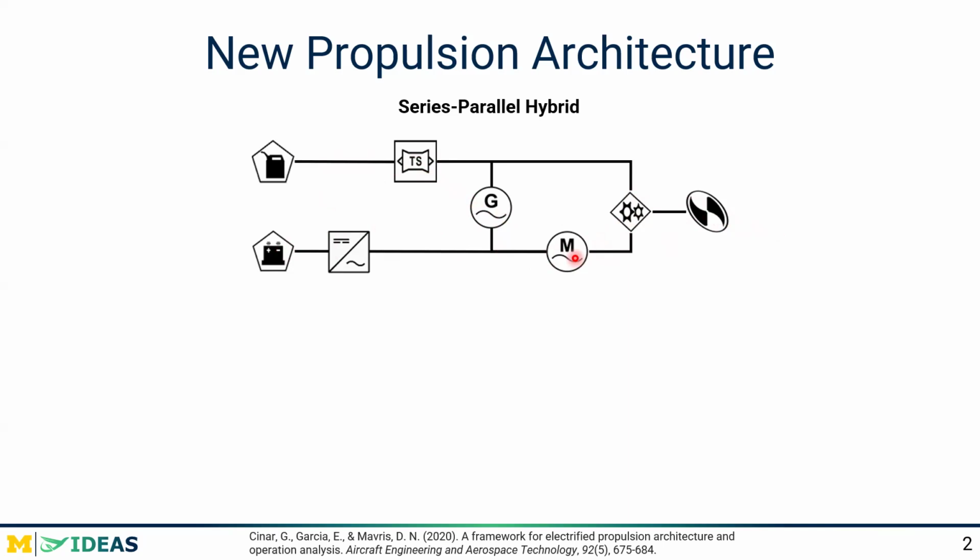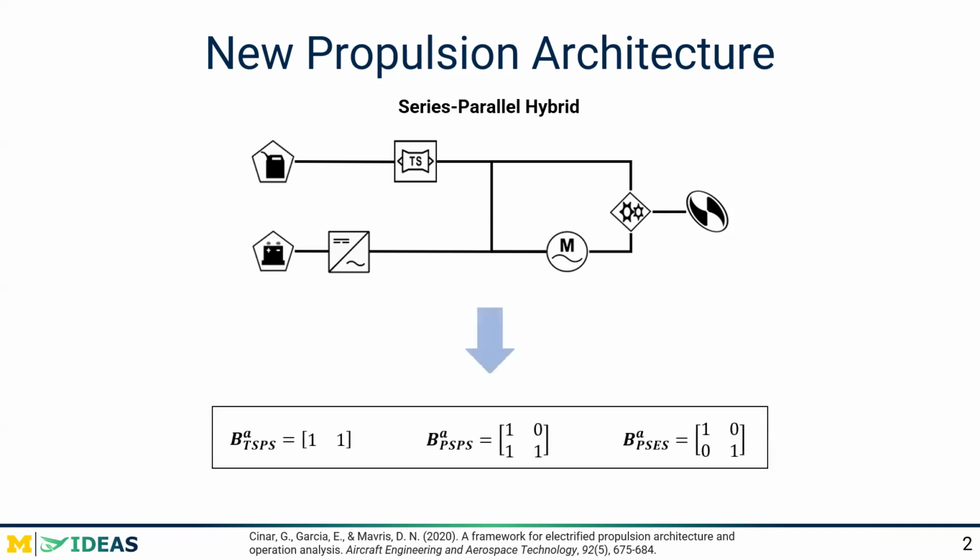Since this is the first time that some of you may be making these propulsion architecture matrices, what we're going to do for simplicity is actually get rid of the generator. That way we only have 2 power sources that we're looking at. And now let's see what the architecture matrices would be, and we'll walk through why they are the way they are.